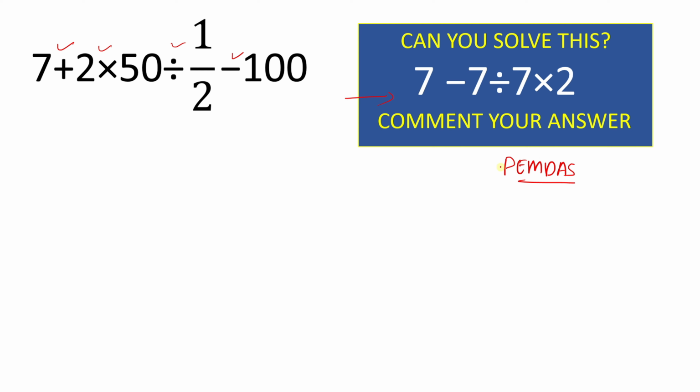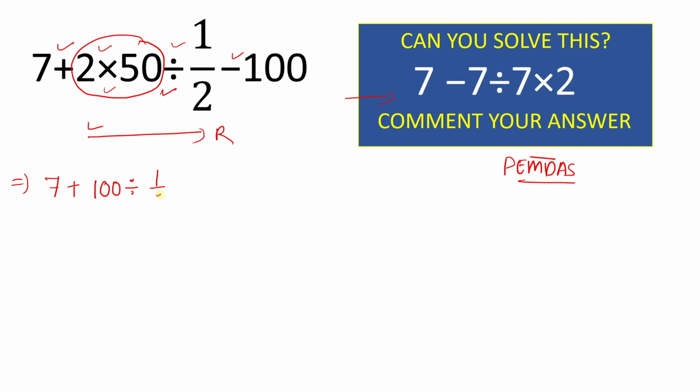And as we can see, multiplication and division have the same priority, and here we have both multiplication and division, so in that case we have to solve left to right. And here we go: 7 plus, first we will go for this multiplication part, which is 2 times 50, will give the result 100, divided by 1 by 2 minus 100.